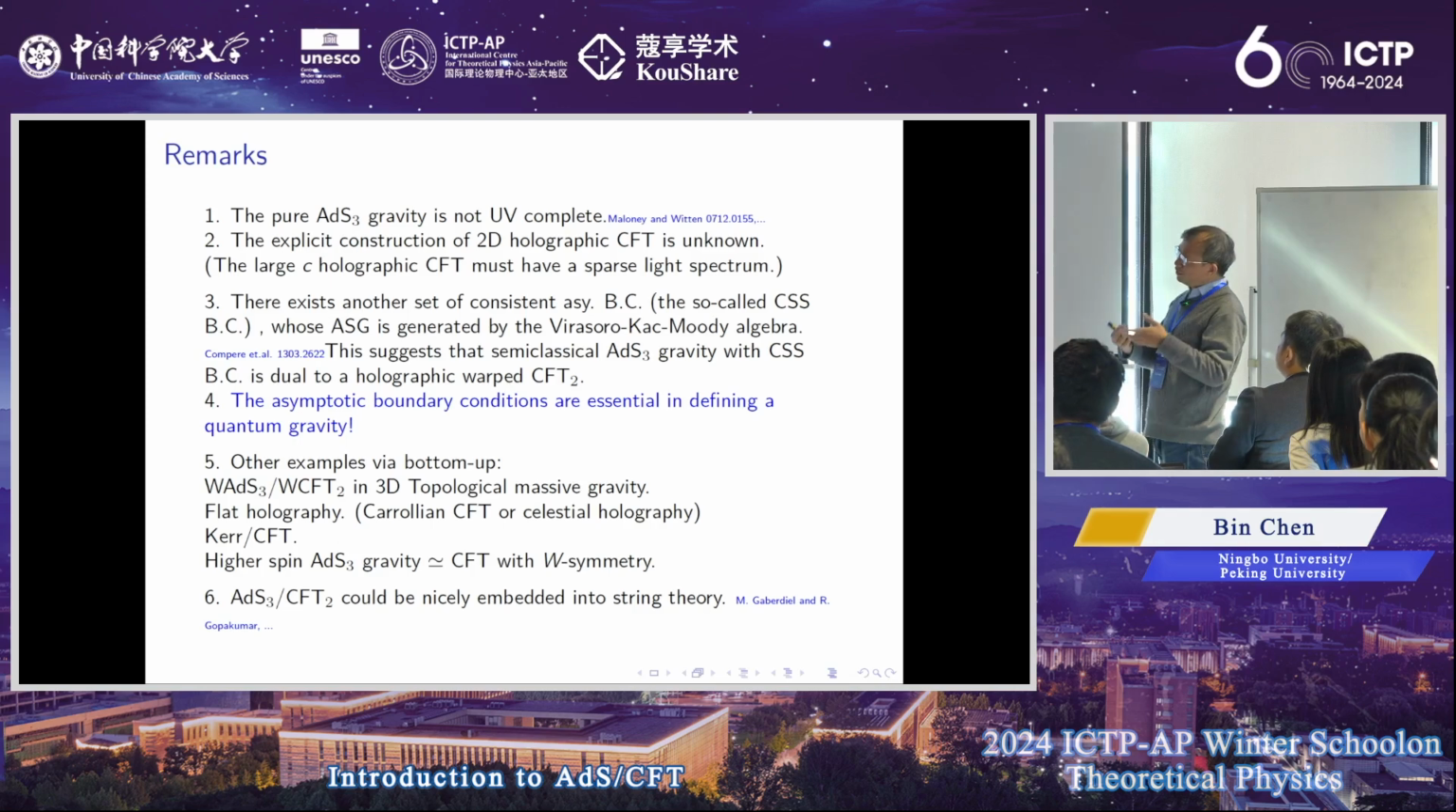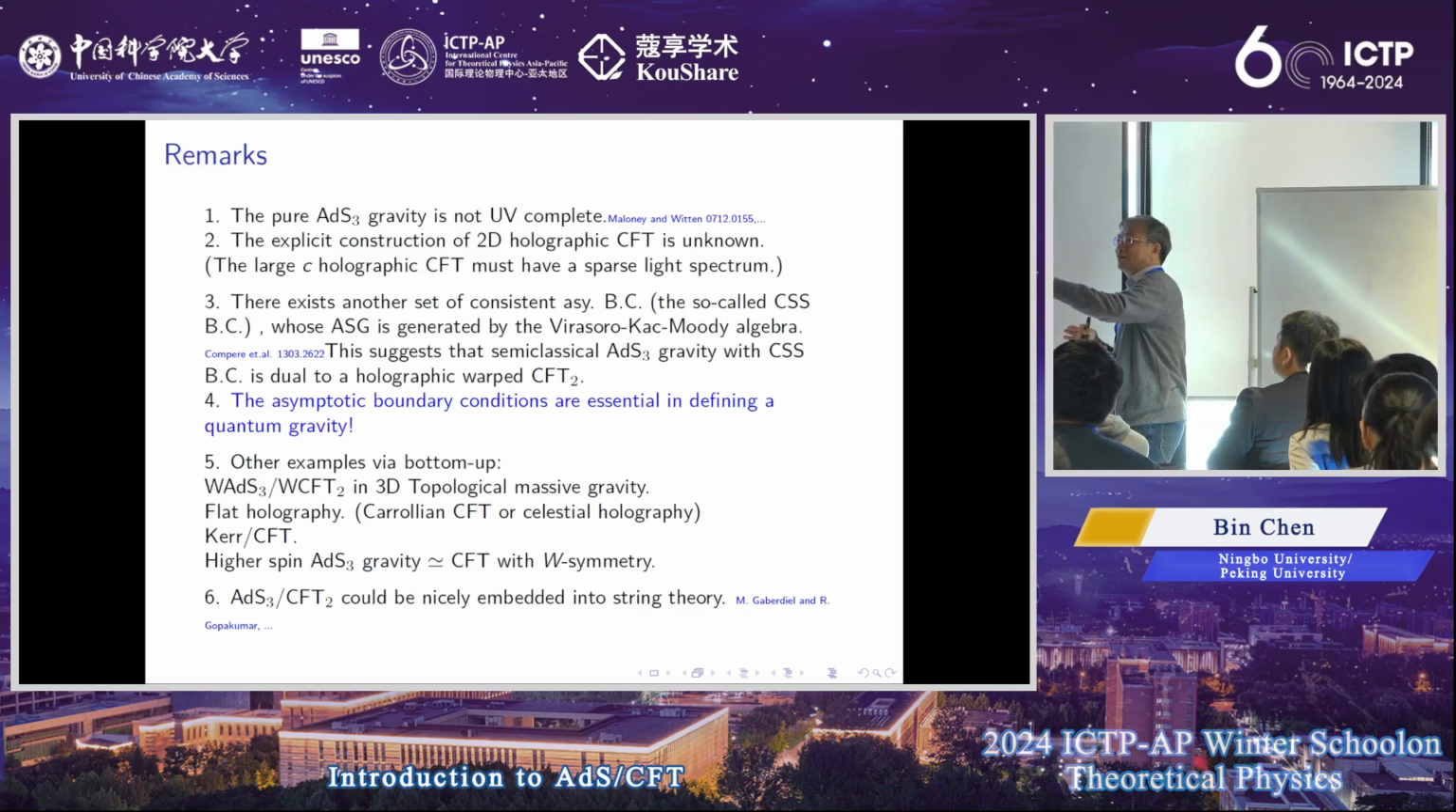Oh yeah, once past one dimension, you have many conformal field theories. You have many conformal field theories. The central charge is due to, okay. We can discuss after the talk.